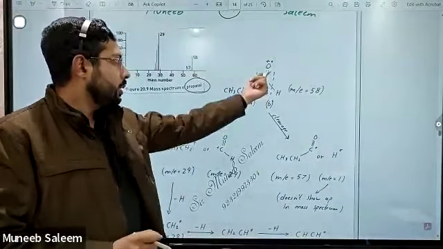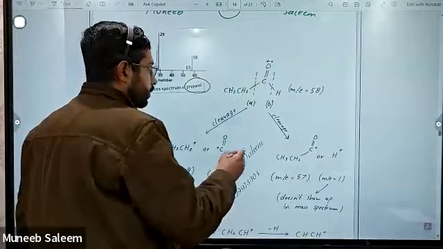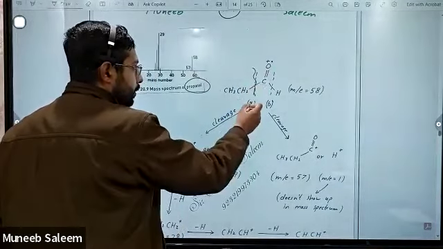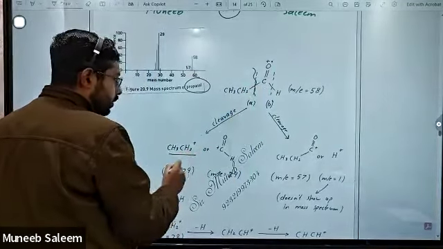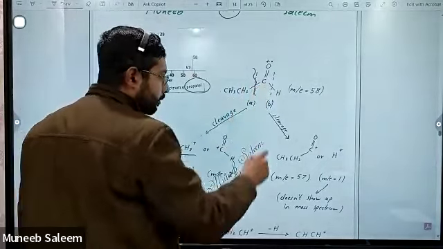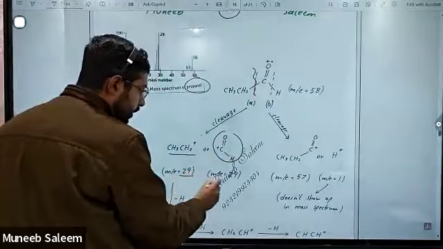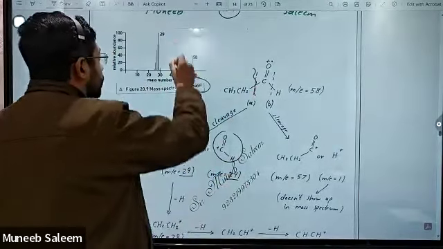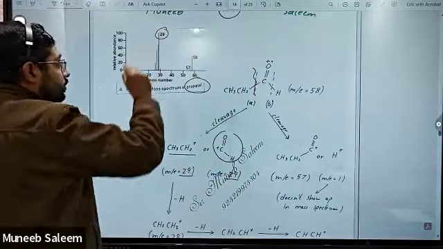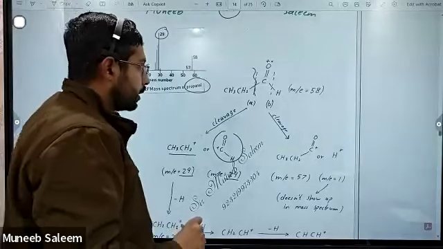You can see on one side, when it is cleaved from this point, it will produce the CH3CH2 cation, and the other part will become the CHO cation. Their values are mentioned, 29 and 29 each. So you get a very high intensity of this 29 value.